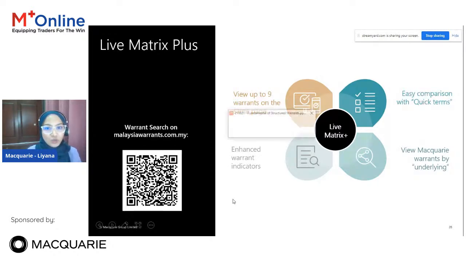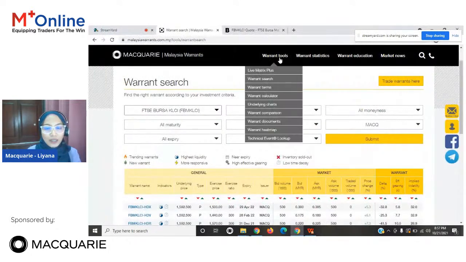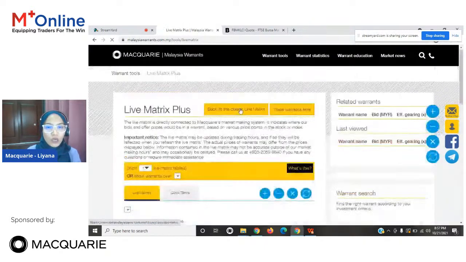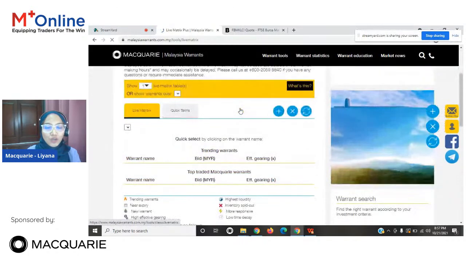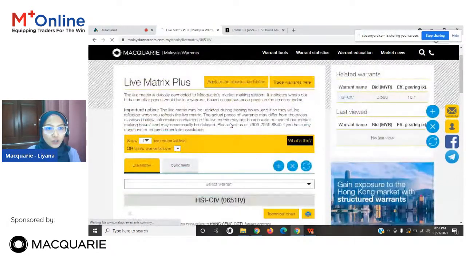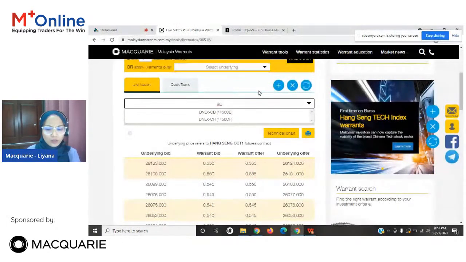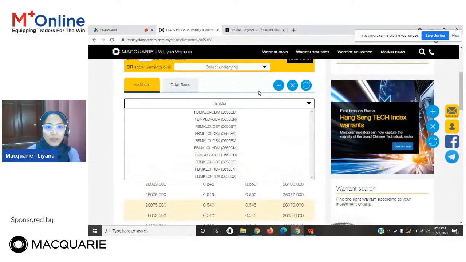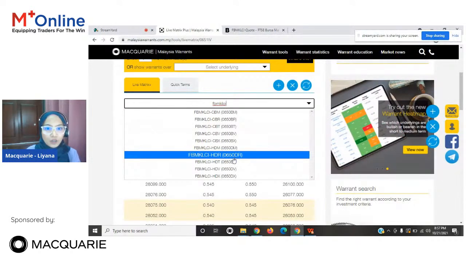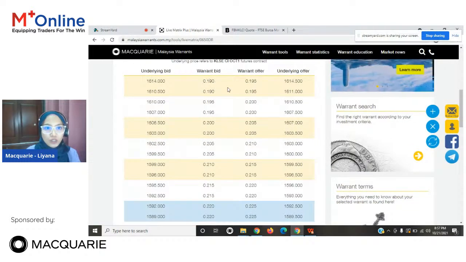Okay, let me just show dekat sini ya. Dekat sini, dekat website, we go back to our website. Dekat warrant tool, you click on live matrix. Okay. So live matrix ni sebenarnya dia akan tunjuk harga warrant tersebutlah dalam masa satu hari. Okay. So contohnya dekat sini you all nak tengok. Okay, I just go to FBMKCI lah because contohnya lah kan. Okay, FBMKCI. So contohnya, okay, you tengok.